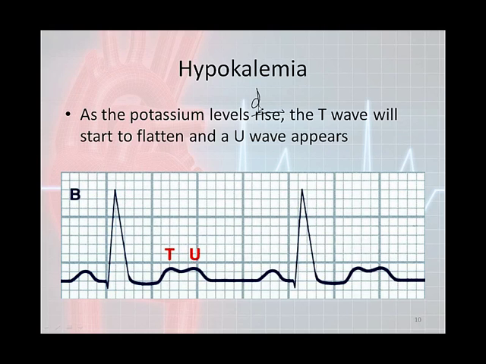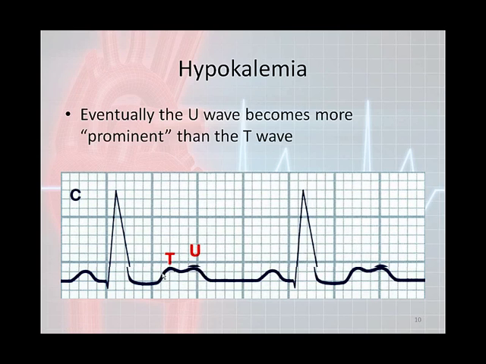As they drop, because it's a hypokalemia, the T wave and the U wave, as you can see here, the T wave looks like it's getting smaller where the U wave is getting a little bit bigger. Now, if you weren't familiar with this patient, you might think this is a weird notching of the T wave. Eventually, the T wave is going to appear to be smaller than the U wave.